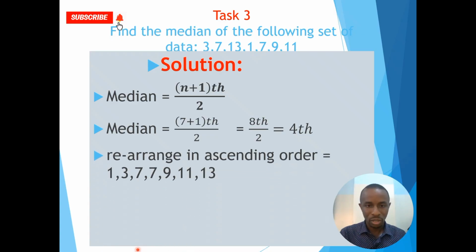Let's check it out. After arranging in ascending order: 1, 3, 7, 7, 9, 11, 13. When you look at it, 1, 2, 3, 4, this 7 is the middle number. That's the fourth number. And if you follow the other method, you count 1, 2, 3, 1, 2, 3, the middle number is 7. So you can use any of the two methods to calculate the median.